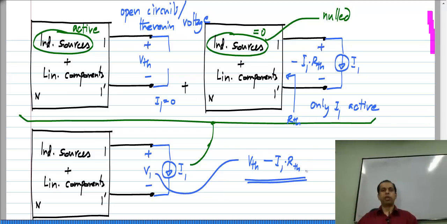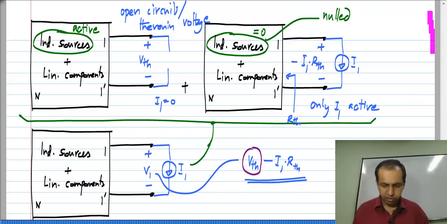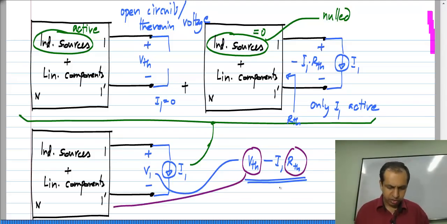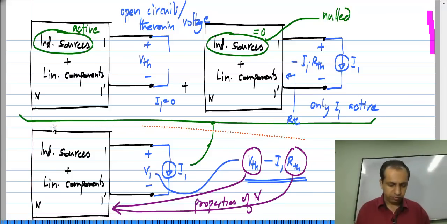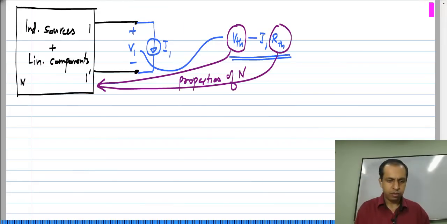Okay. Now, this is true regardless of the value of I 1, because V T H and R T H are simply properties of N. Okay. So, to emphasize that, let me show that V T H and R T H both are properties of N. Okay. Now, what use is all this? The point is the following. The question is, can we come up with a simpler circuit which gives the same voltage when I 1 is connected to it? Okay. And it looks like it is very easy, right?